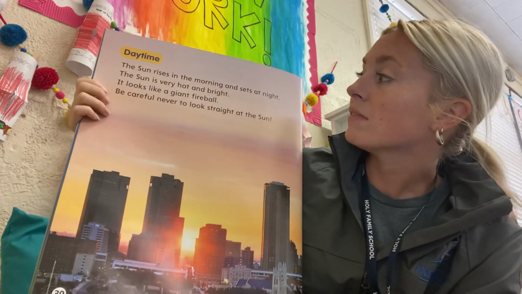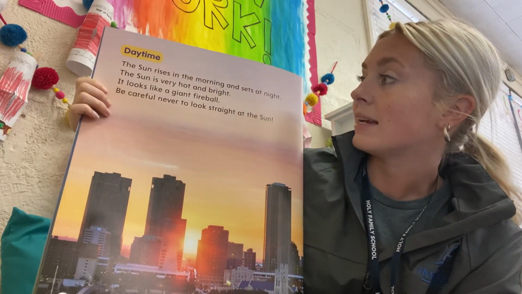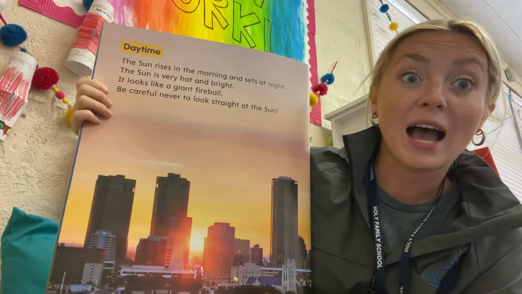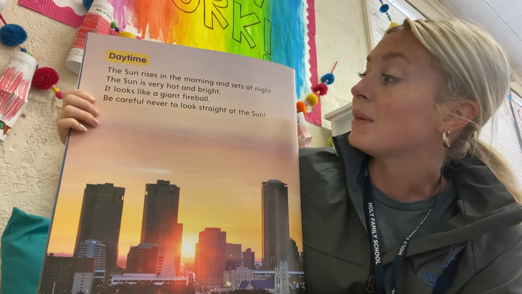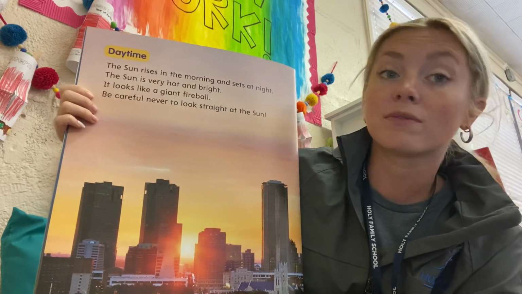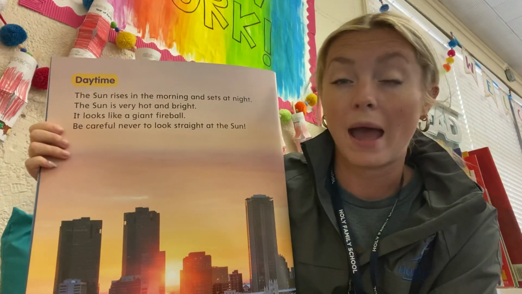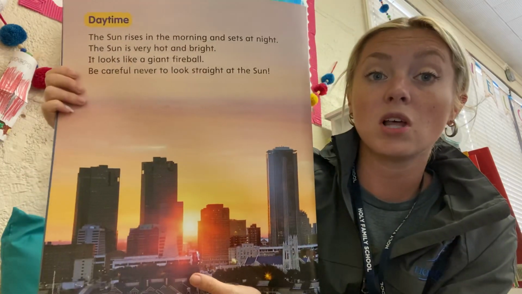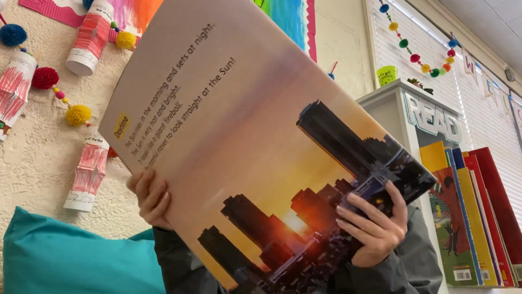Daytime. The sun rises in the morning and sets at night. The sun is very hot and bright. It looks like a giant fireball. Be careful never to look straight at the sun. It hurts really bad and it isn't very good for our eyeballs when we look straight at the sun. But this is a look at daytime, okay?